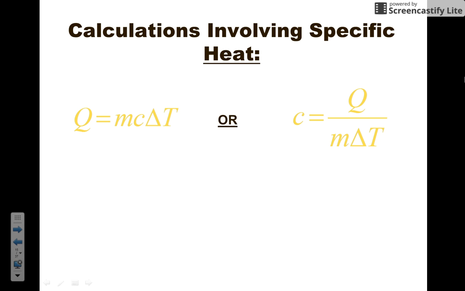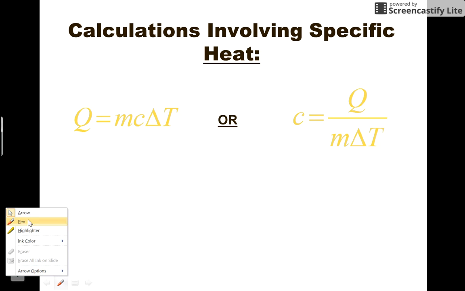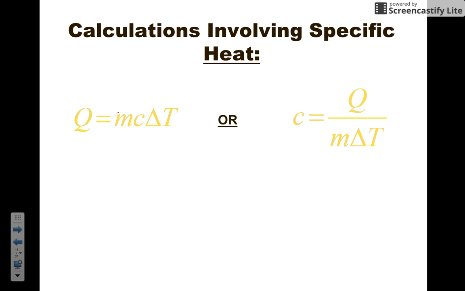So this is part 3 of Introduction to Thermodynamics. On the last video, we looked at the formula Q equals mcΔT, and this is more often referred to as Q equals mcΔT. Now, Q stands for the heat that's either gained or lost.